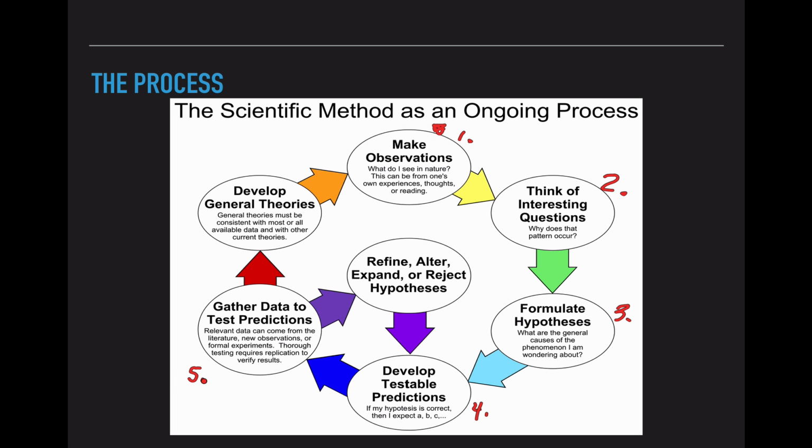5, gather data to test your predictions, and then we can either go up into the develop general theories, or we can follow this purple arrow. And if we follow this purple arrow, essentially what we're saying is our data did not support our prediction, so we're going to refine or alter our hypothesis and retest.